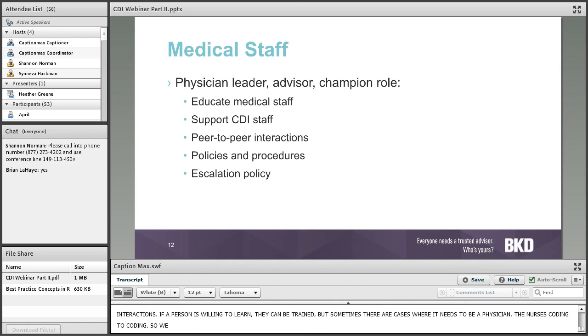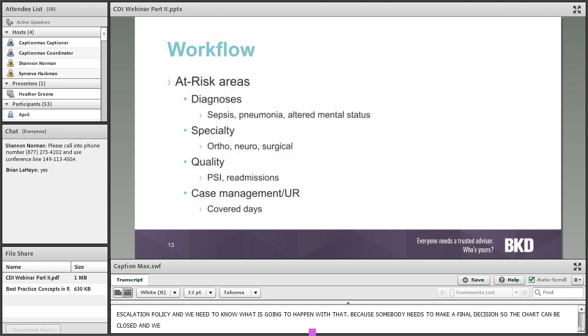Also, the peer-to-peer interactions. If a person is willing to learn, they can be trained, but sometimes there are cases where it needs to be physician to physician, nurses to nurses, coding to coding. And so we need that physician advisor champion to take on that role to be that person. And again, they may not agree. So you need an escalation policy. We need to know what's going to happen with that, because somebody needs to make a final decision so that the chart can be closed and we can move on. So you definitely want to have those in place in terms of having it together.